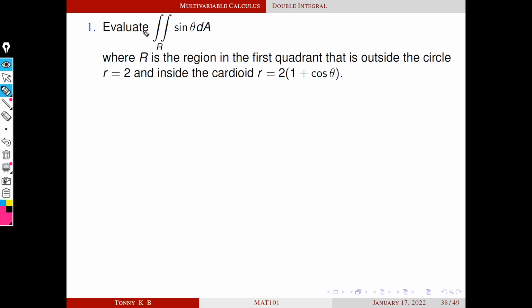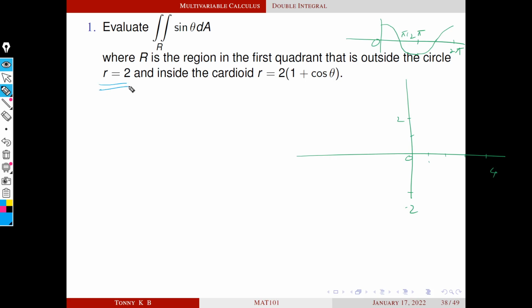Okay, consider a problem. Evaluate the double integral over R of r sin theta dA, where R is a region in the first quadrant that is outside the circle r equal to 2 and inside the cardioid r equal to 2 times 1 plus cos theta. First we have to make a rough sketch of this region. First we have to plot r equal to 2. It is clear that it's a circle with center origin, radius 2. So r equal to 2 is a circle like this. And next we have to plot r equal to 2 times 1 plus cos theta.